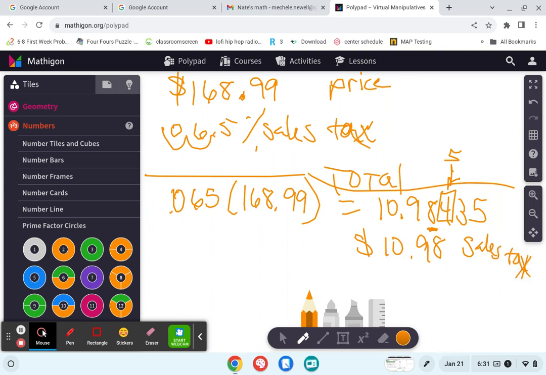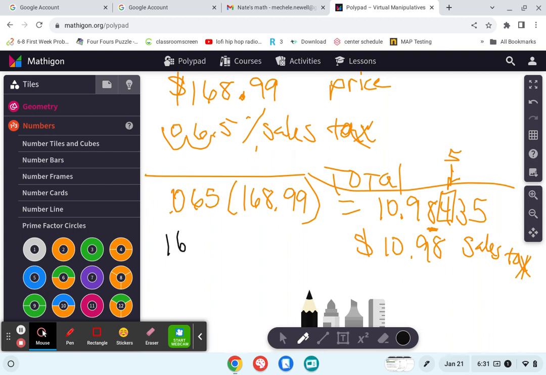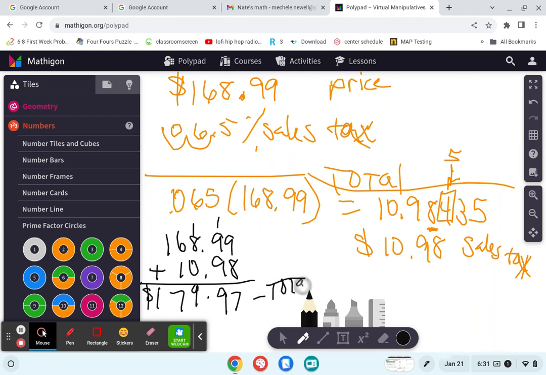Now I need to know what's my total price going to be. Well, that's easy peasy lemon squeezy. Total, I'm going to add 168.99 plus $10.98. And I'm just going to do the math there. 9 doubled is 18 plus 1 is 19. Regroup again. That'll give me 9. That'll give me 7. That'll give me 1. So I have $179.97. My total price.